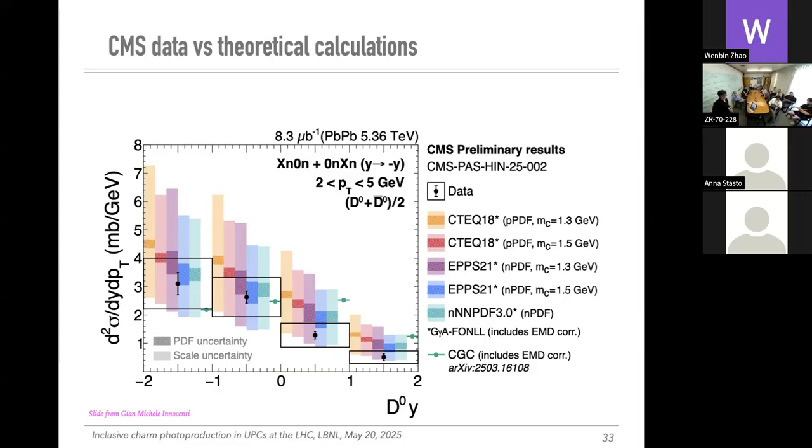I'm sure it can be improved. The data can be improved. On the theory side, I think this uncertainty could be improved if, for example, one has a next-to-leading calculation. Yeah, that's for sure.